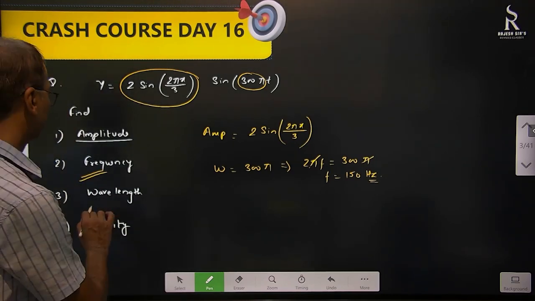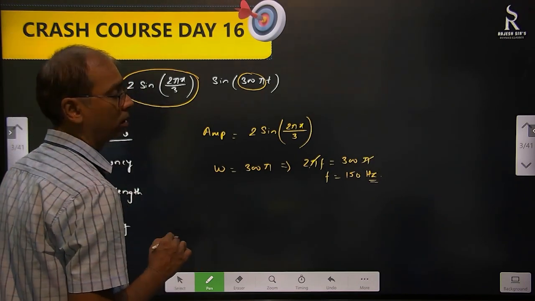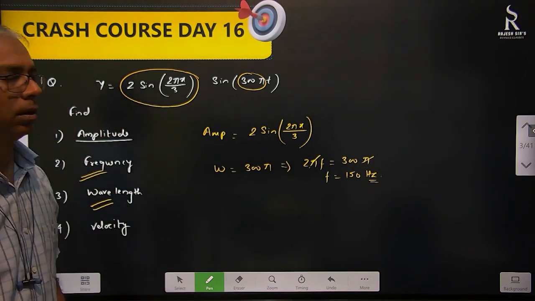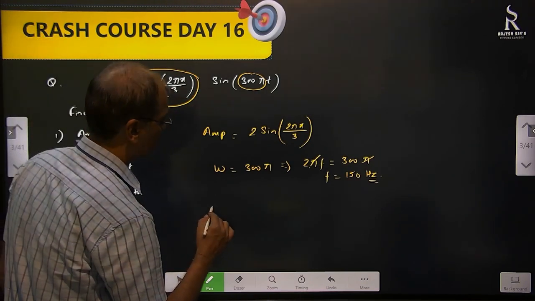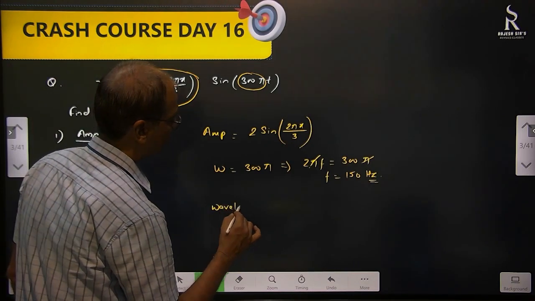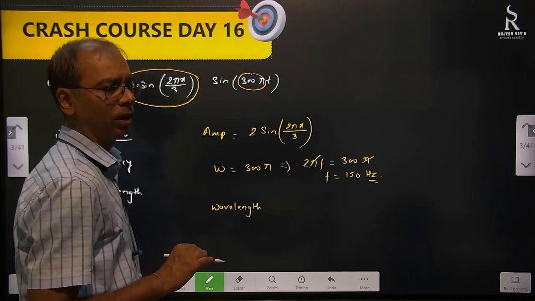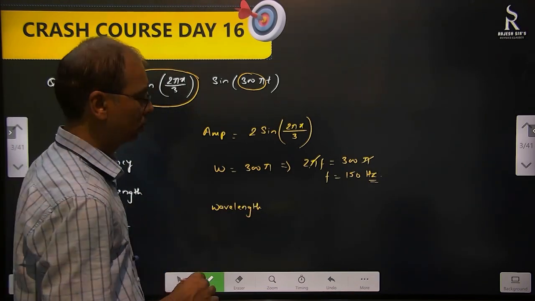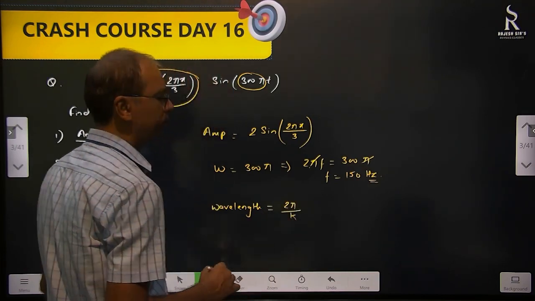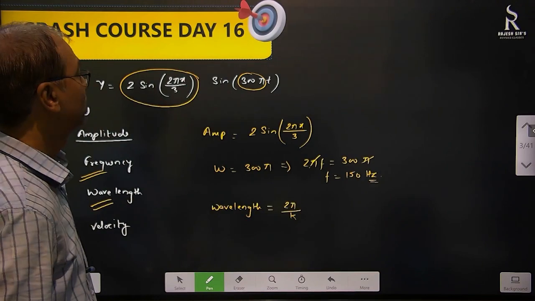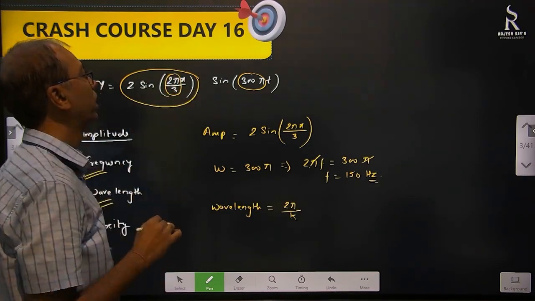Then you have wavelength. Wavelength, what will we do? Wavelength is velocity by frequency. That's also, but at the same time we can write wavelength as 2 pi by k also. Because k is 2 pi by lambda, so lambda is 2 pi by k. K is there, yes, this is k. 2 pi by 3 is k.